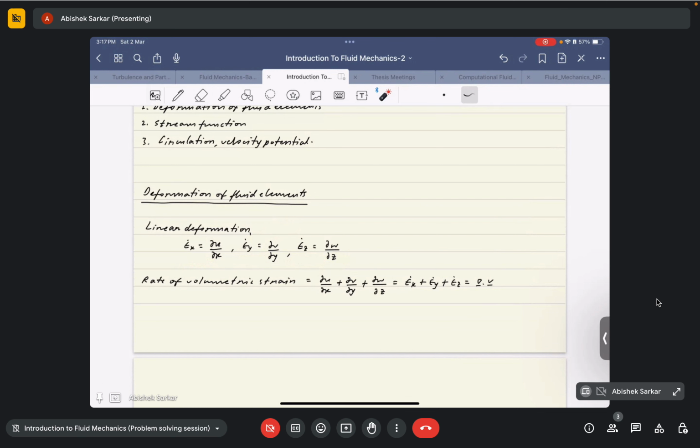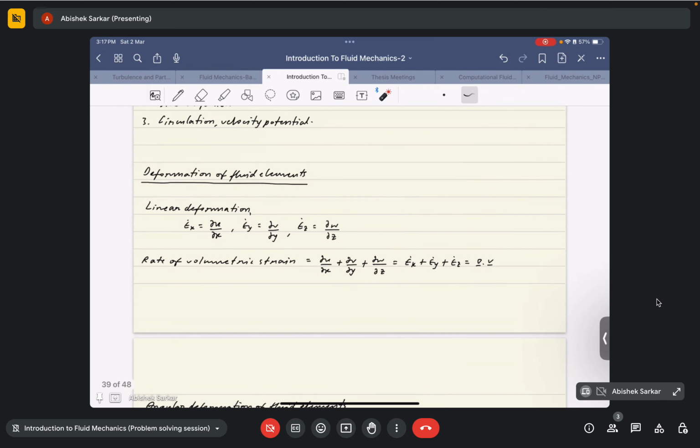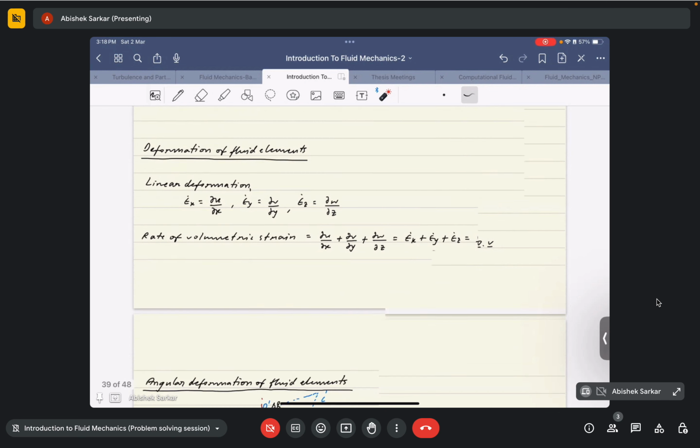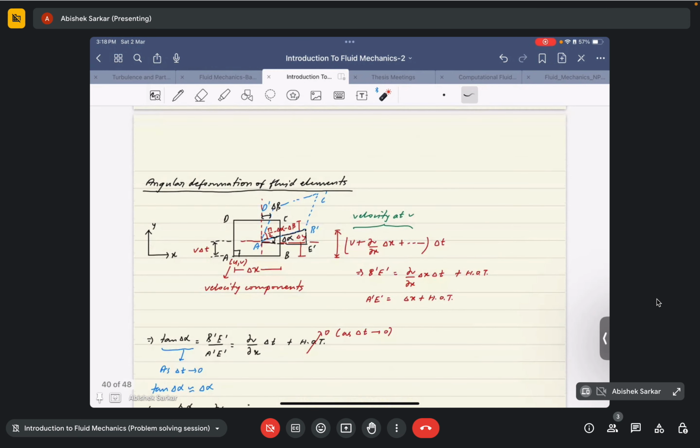Similarly, the sum of these linear deformations along the three coordinate directions gives us the rate of change of volumetric strain, which is basically the divergence of the velocity field. It is just the previous week's discussion, because it comes under the deformation of fluid elements. I have revisited it, but it is not what we will be dealing with in this week's session. Our main focus will be primarily on the angular deformation of fluid elements.